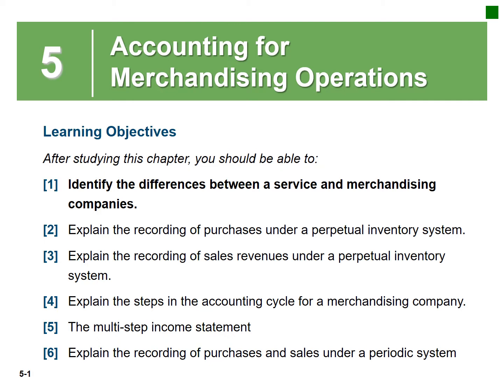And there are 2 ways to account for inventory in a merchandising business. One's called the perpetual inventory system, and one's called the periodic inventory system. We're first going to look at how to record our accounting entries for both buying and selling merchandise inventory under the perpetual system. And at the end, we'll talk about the periodic system.